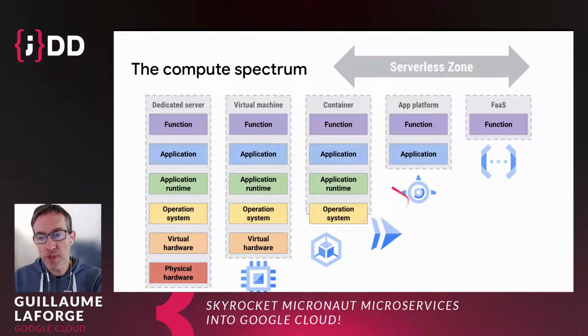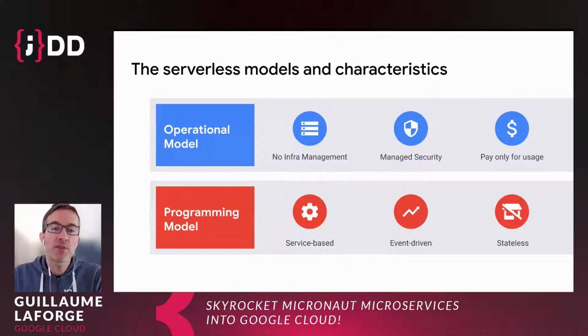With Cloud Run, which is a bit in between things like Kubernetes and App Engine, you're going to deploy containers serverlessly. So you focus on your container and what's in there, and all these things are in the serverless zone. When I say serverless, what do I mean by serverless, and particularly the characteristics?